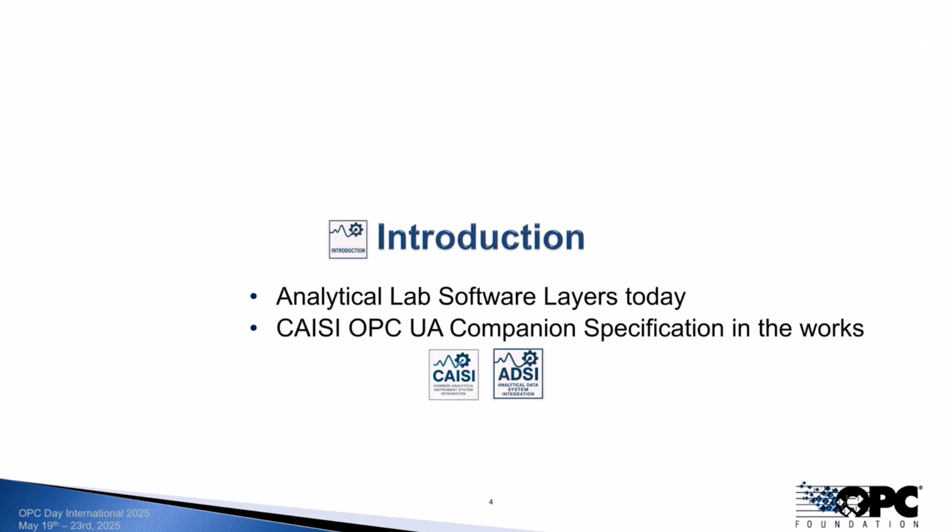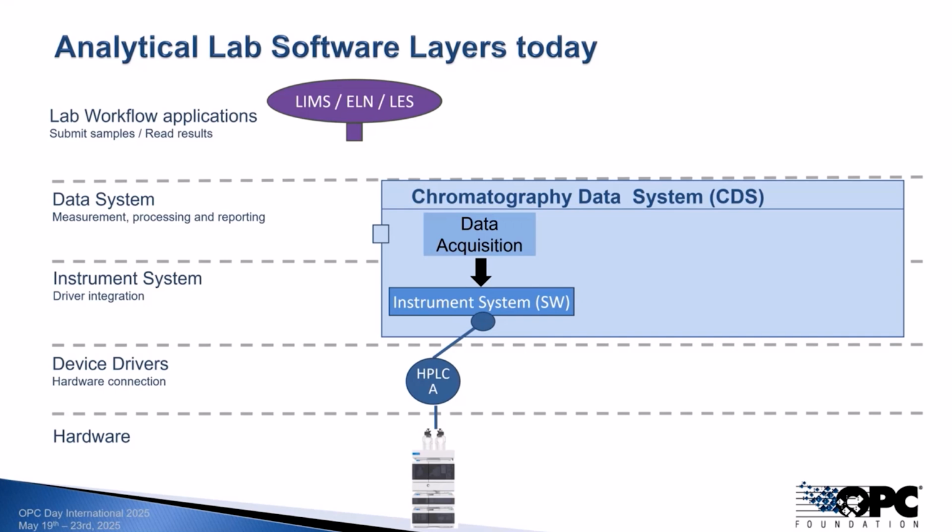First, a short introduction into the analytical lab software layers and the companion specs related to that. When you look at the analytical lab layers, there are basically four software layers and one hardware layer. At the very bottom, there is the analytical hardware. On top of that, you have the device drivers controlling the hardware, and the device drivers get integrated into an instrument system, which is again integrated into the data system.